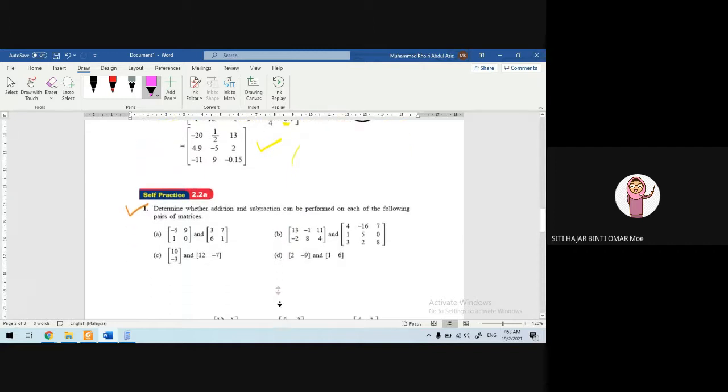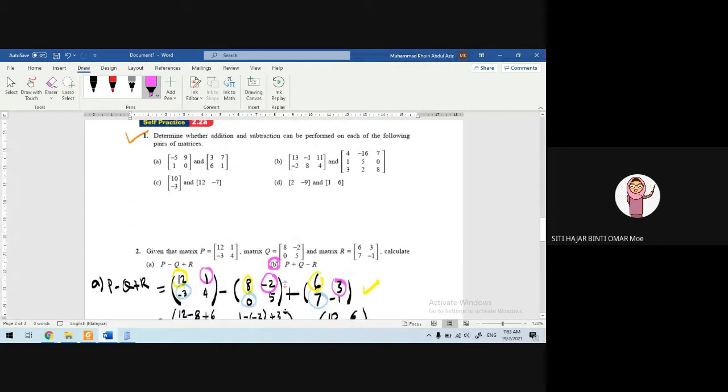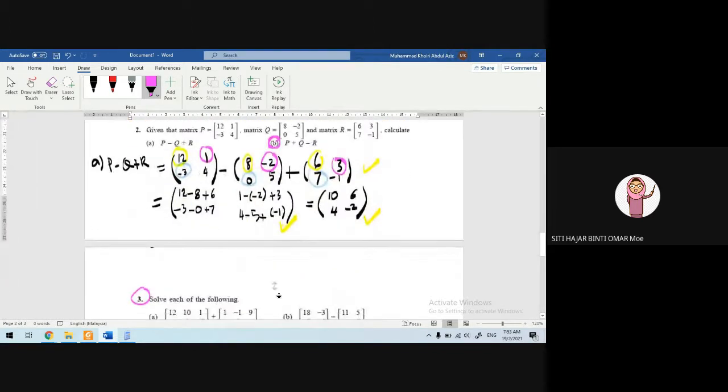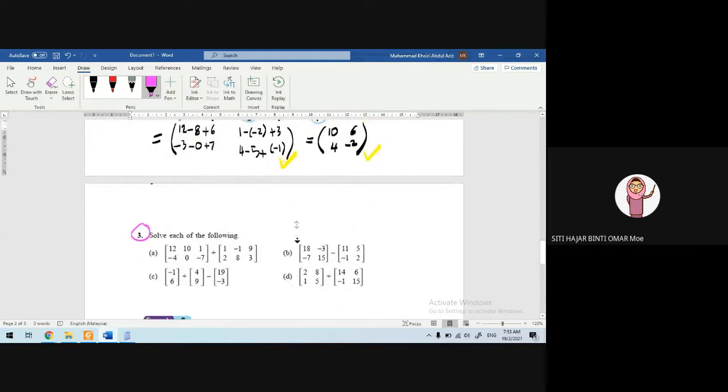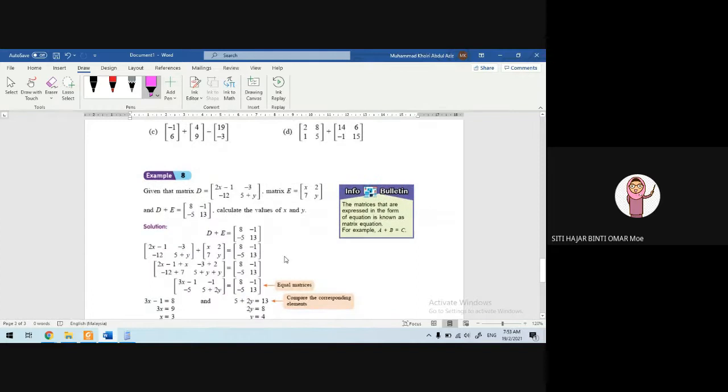Dia terus bagi kamu the question. Okay, so number 3, just copy and solve. Copy and solve. Okay, next, example 8.